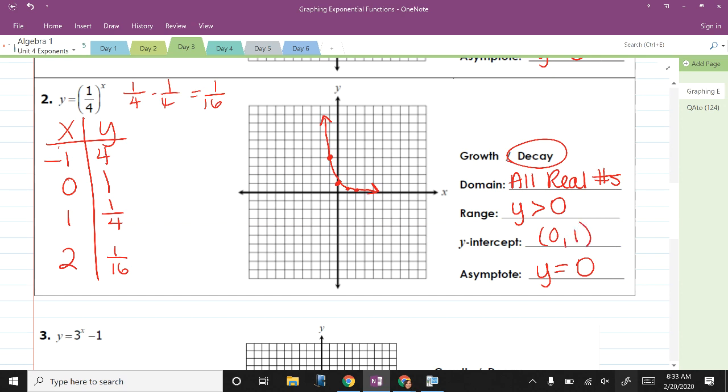Now, yes, it's a coincidence that the range, the asymptote, and the y-intercept have been the same for these two problems, but those three can change. But our domains are all going to be all real numbers. Y'all with me?